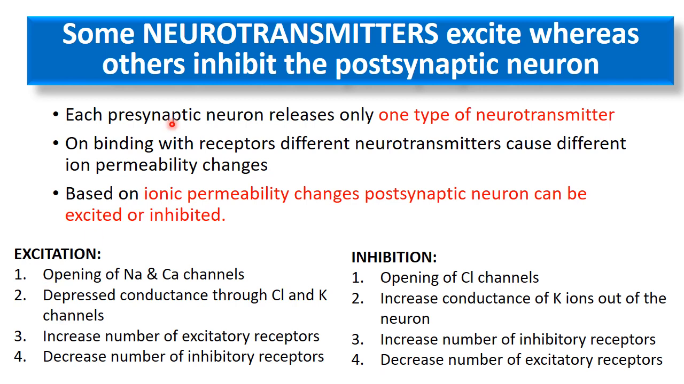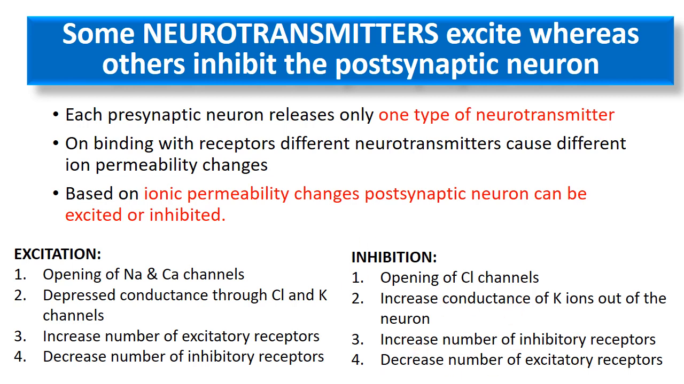So now we have seen that some neurotransmitters excite, whereas others inhibit the postsynaptic neurons. Each presynaptic neuron releases only one type of neurotransmitter. On binding with receptors, different neurotransmitters will cause different ionic permeability changes. Some will open the sodium channels, some will open the potassium channels, and on the basis of whether they are causing excitation or inhibition, they are named as excitatory or inhibitory neurotransmitters.